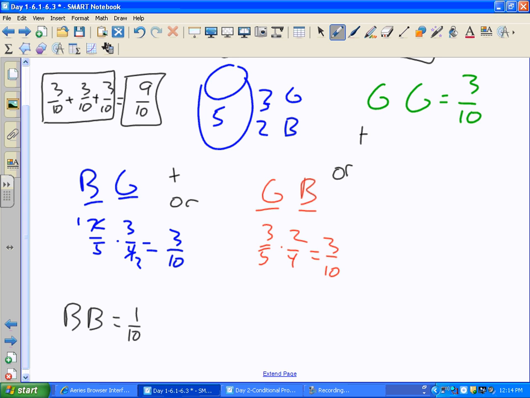Well, that should make sense. 90% of the time, you're going to get at least one girl. 10% of the time, you're going to get both boys. This and this are complementary ideas. That should make sense to you.